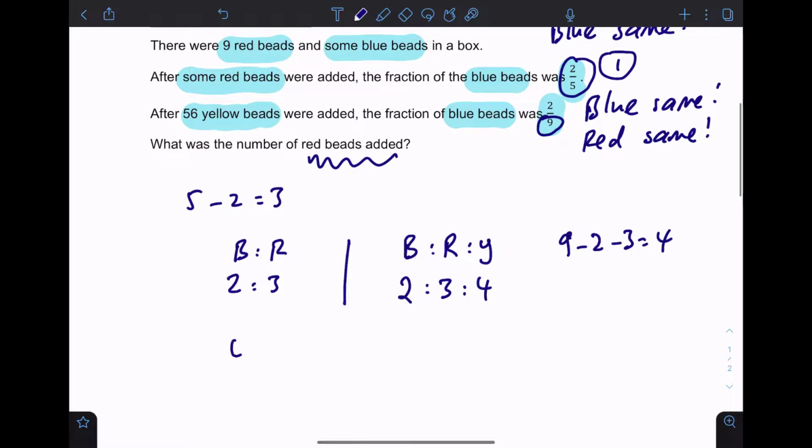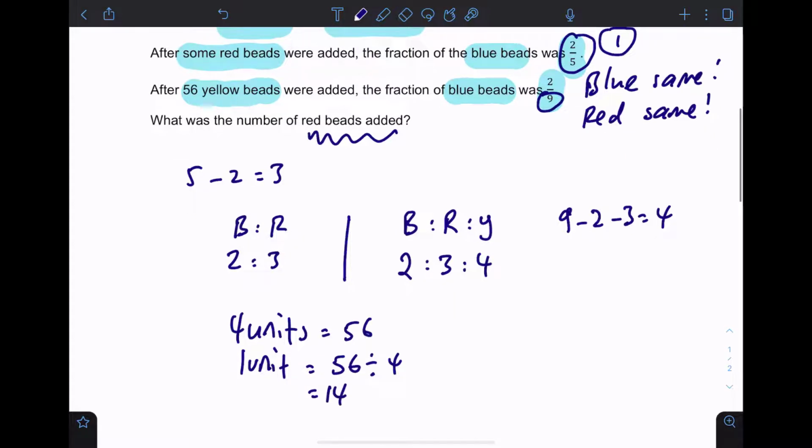Okay, so 4 units is the same as that 56 yellow beads that you added. 1 unit is 56 divided by 4, which is going to be 14, which means you can actually find the number of red beads right now. So that's 3 units. 14 times 3, 42 red beads right now.